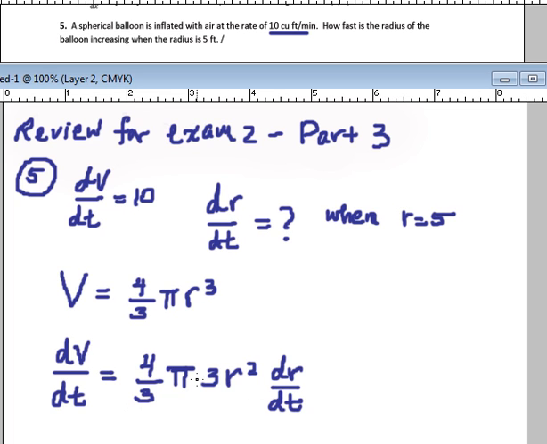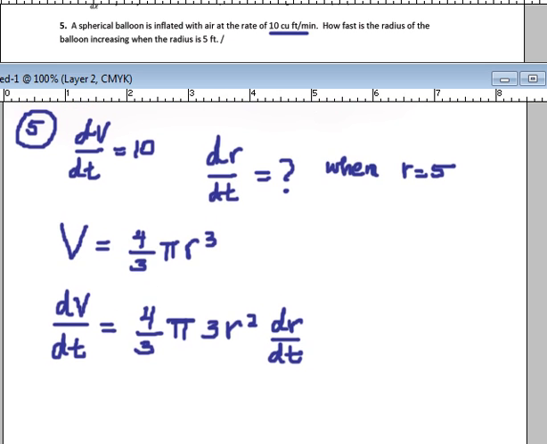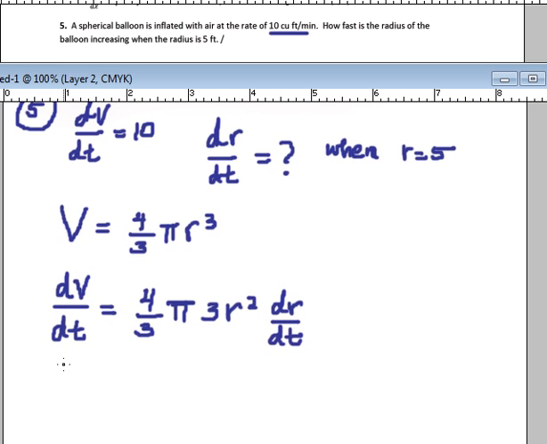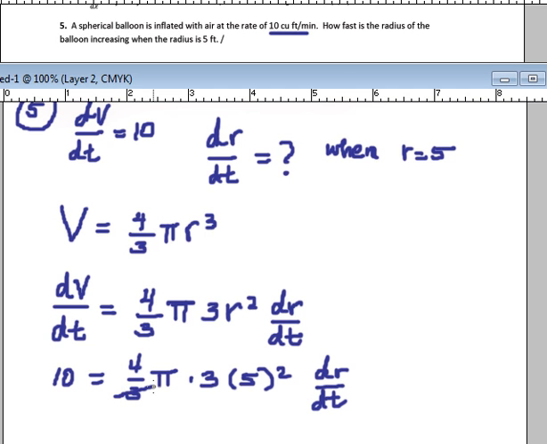All right, so we're ready now to figure out what dr/dt is when r is equal to 5. Well, dV/dt is always 10. We have that. All right, and now substitute in. Actually, these 3's are going to cancel here. But let's substitute in r is equal to 5. And then we just solve for dr/dt. Okay, so like we said, these 3's are going to cancel. All right, so here we have 10, here we have 4 pi 5 squared. All right, so 5 squared is 25 times 4 is 100, so we have 100 pi here.